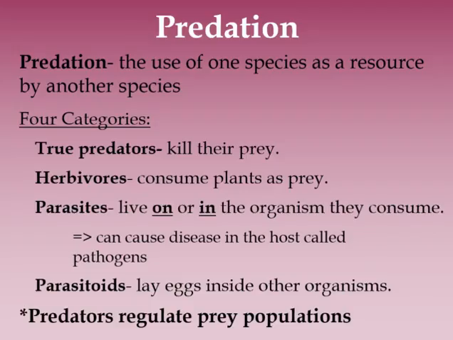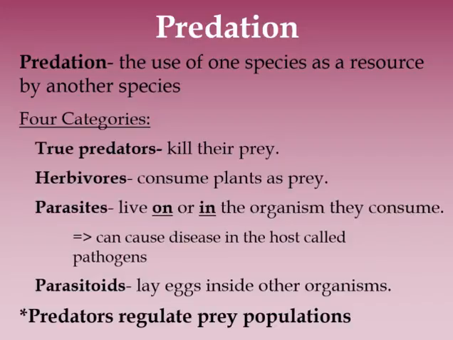Another type of interaction between species is predation. Predation is defined as when one species uses another species as a resource. There are different types of predation, and when I say predation, your first thought is probably what we refer to as a true predator, such as a lion or cheetah who is hunting and eating a gazelle. But herbivores are using plants, which are another species, as a resource. So by definition, herbivory, or being a herbivore, is also predation.